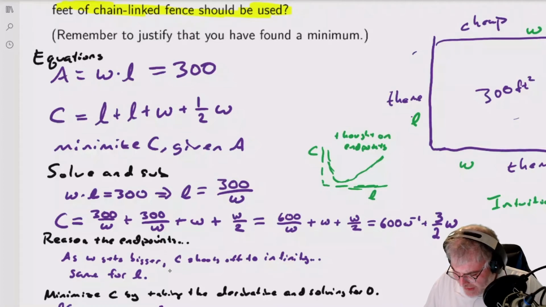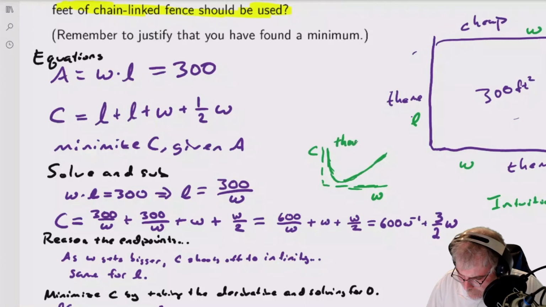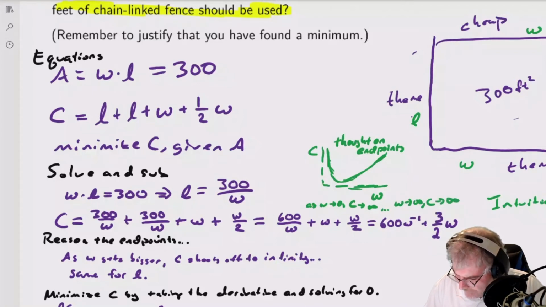Well, as W gets bigger, C is going to shoot off to infinity. And the same thing happens for L. This should actually be labeled W because I'm using W here. So I get this kind of graph idea going on here, right? Here's my thought on the endpoints. It's going to look something like this. As W goes to 0, C goes to infinity, and likewise, as W goes to infinity, C goes to infinity. Okay? So how do we feel about what's going on with the endpoints, 1 to 5?